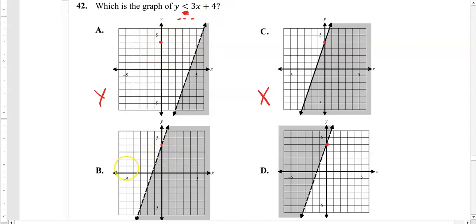And then our slope is a positive 3. So remember, I can go up 3 and to the right, but that means I can also go down 3 and to the left. So this has a positive slope of 3. 1, 2, 3. This one also has a positive slope. So B and D right now are the same graph, except it's shaded differently. When it says y is less than, that means I want to go below the line. So B for number 42 is our answer.